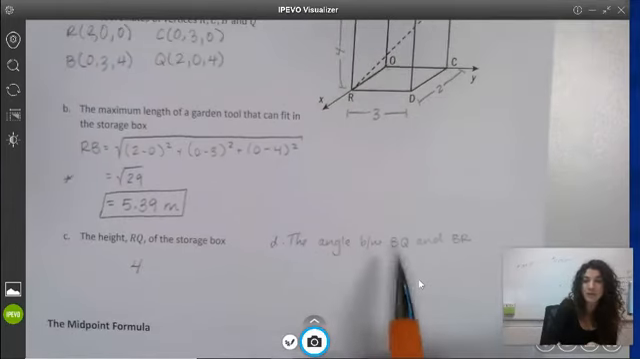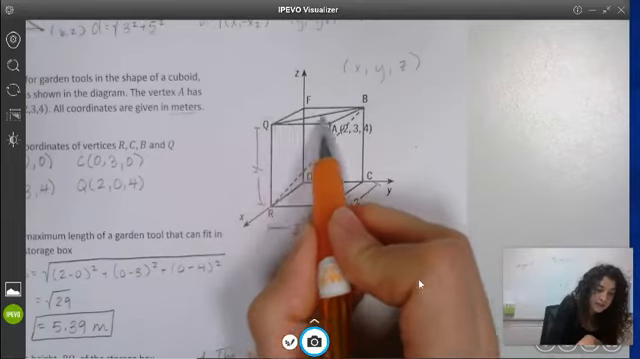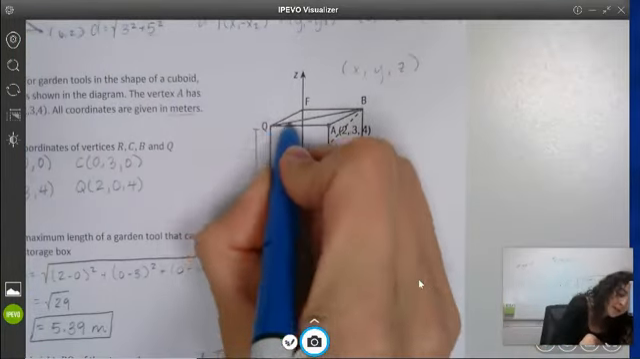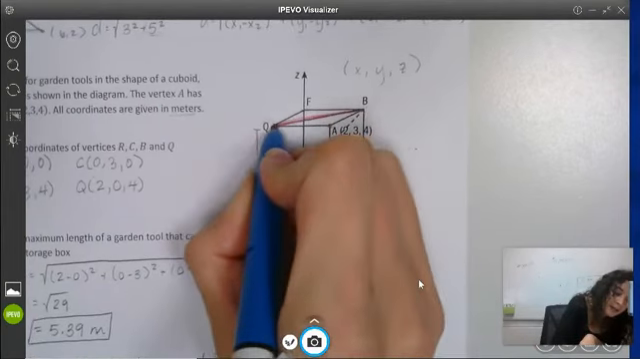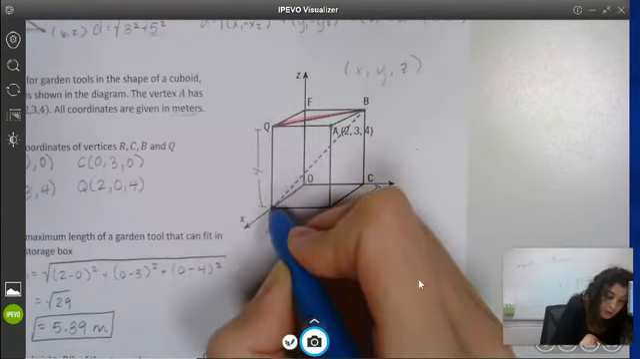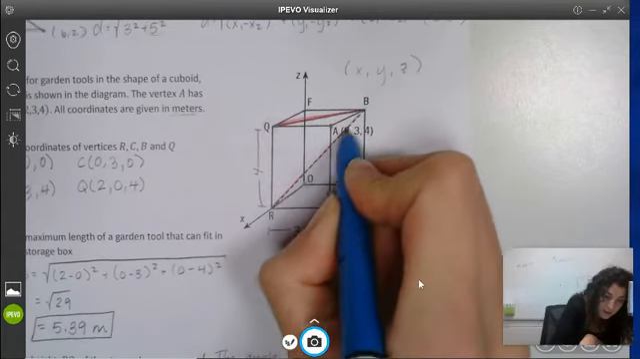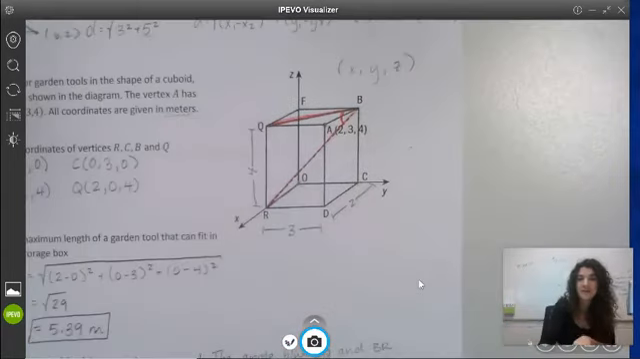Now it says find the angle between BQ and BR. Here is BQ. I'll do it in a different color. If you have a highlighter, this might be a good time to use it, or a different colored pen, if you're a visual person, which I think a lot of you are. So we want to find the angle between those two.